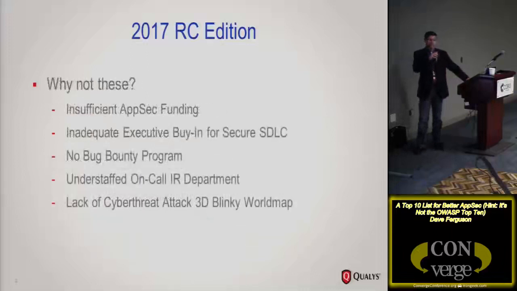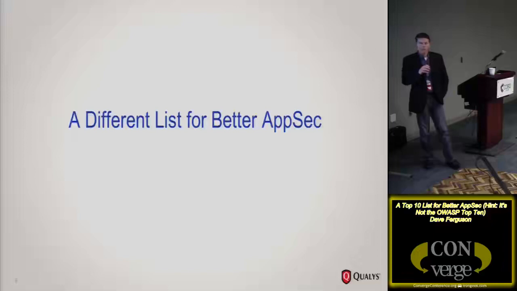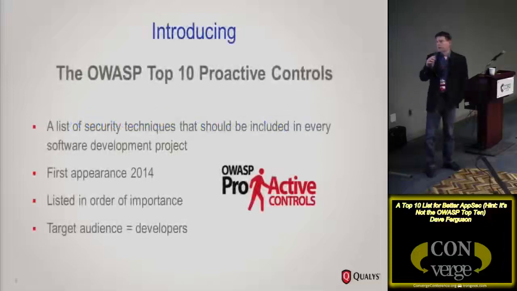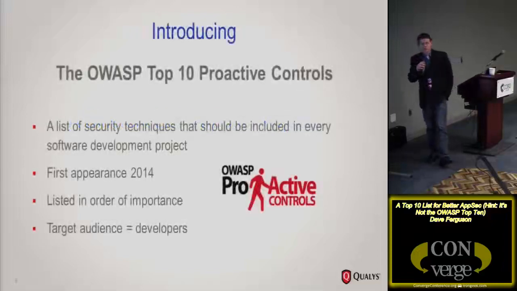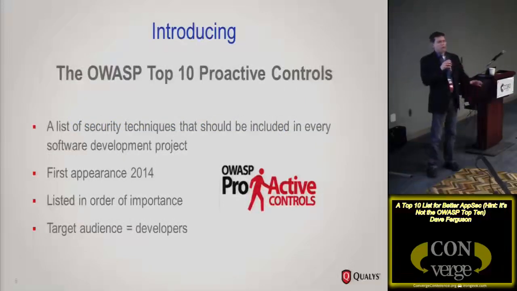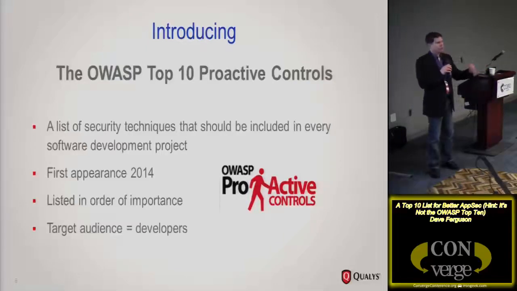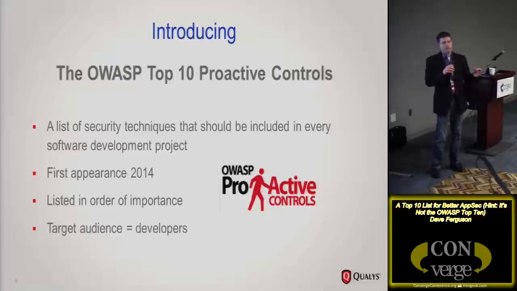Okay, so I'm really done talking about the OWASP top 10 now. I want to get into a different list for better AppSec. And the list I'm going to talk about is the OWASP top 10 proactive controls. This particular project, again, it's from OWASP, but it's really targeted more at developers, and it's a way to assure that development teams can build in proactively protections and fight vulnerabilities in their applications.